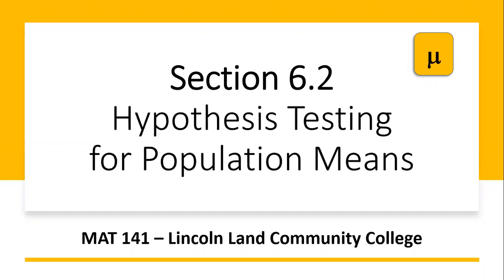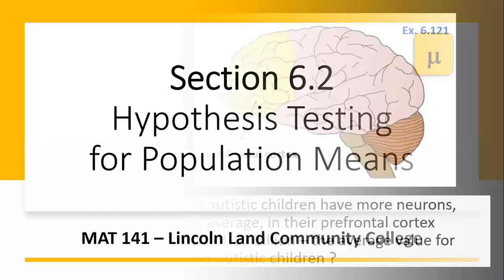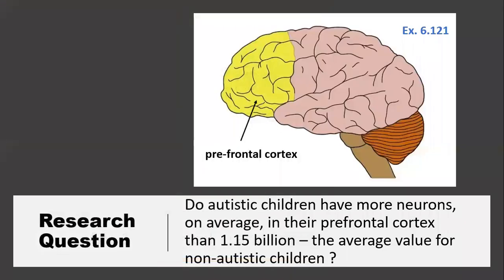Sometimes we have a research question involving the unknown parameter mu that we want to deal with. Let's take a look at one such question here. This is coming from exercise 121 in chapter 6 of our text. The research question here has to do with brains.